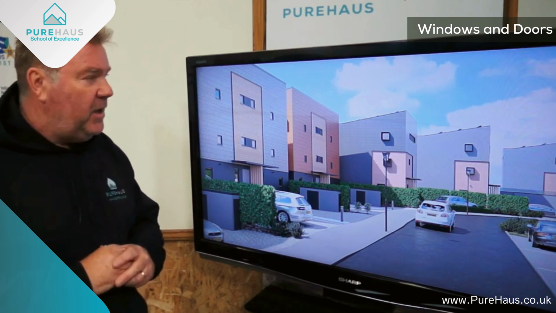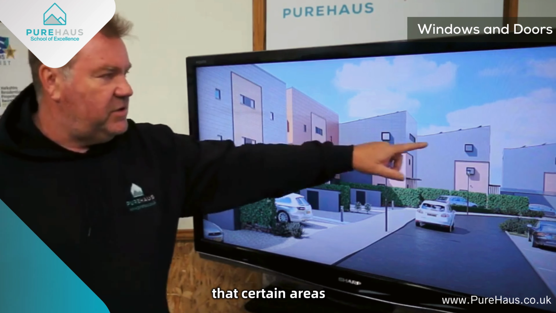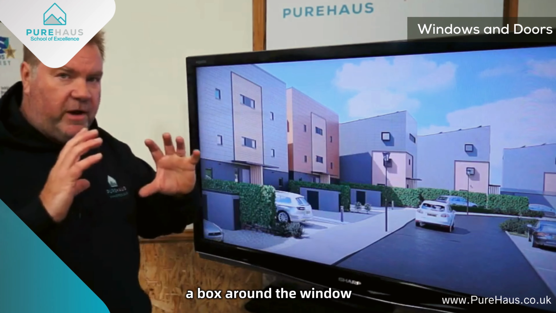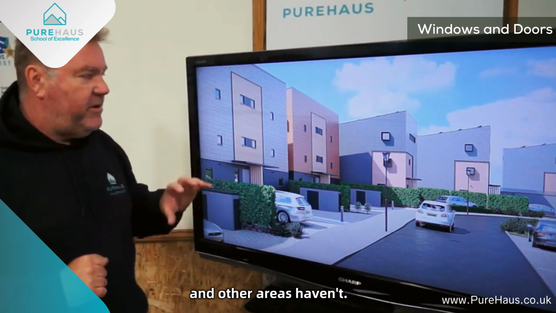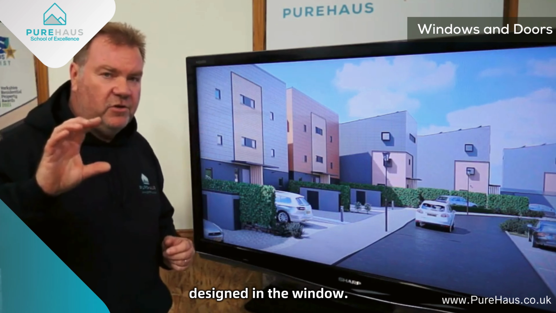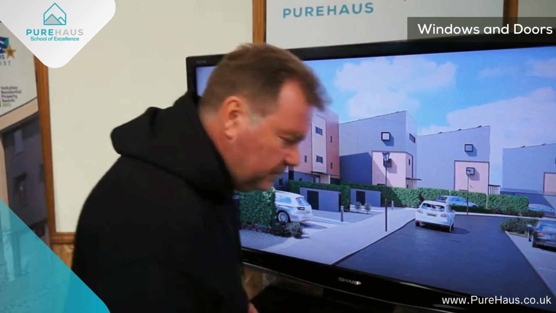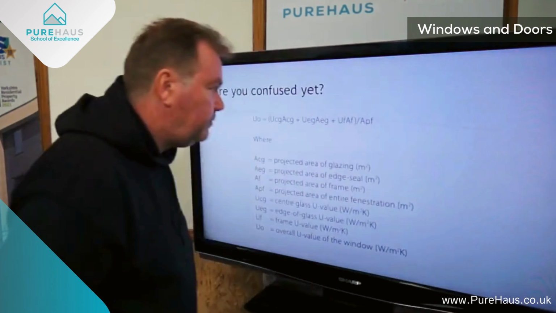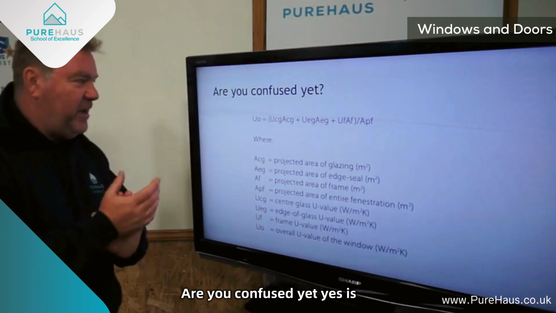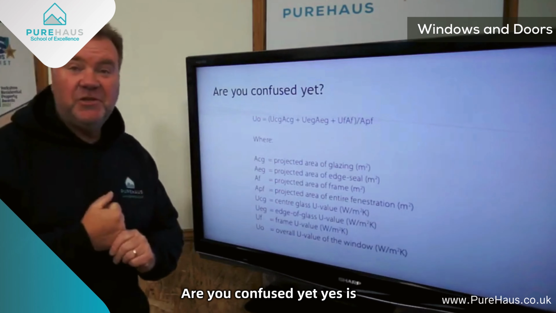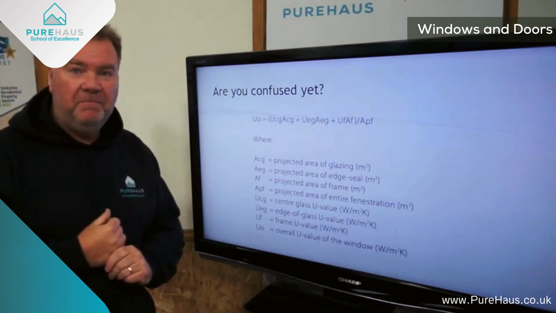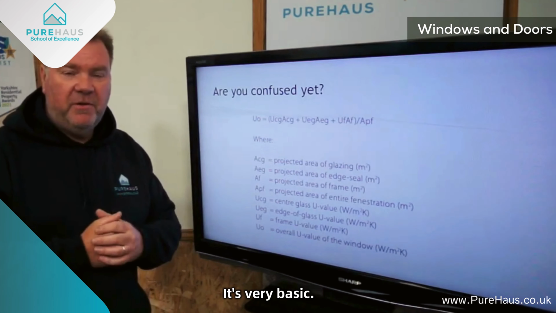And shading. You'll also notice that certain areas have got a shade or a box around the window and other areas haven't. It's all been calculated and designed in the window. Are you confused yet? Ha ha! Yes, is the answer. Most people are. Don't get confused. It's very basic.